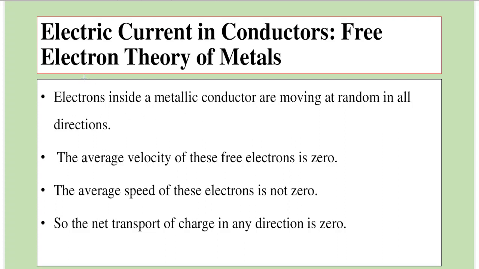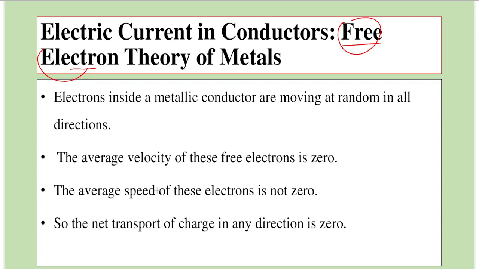Let us study about free electron theory of metals. To understand this, let us recall that in case of a conductor, the current is because of free electrons. Free electrons are those electrons which are least bound to the nucleus. Since these electrons are least bound to the nucleus, the electrons will move in the material.